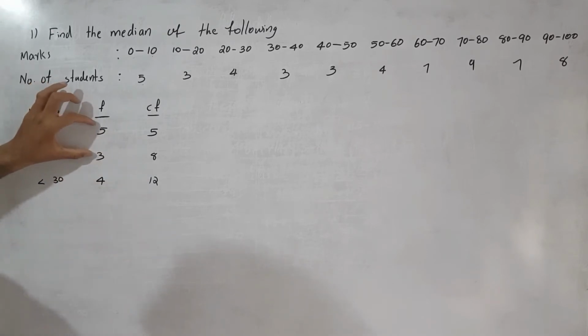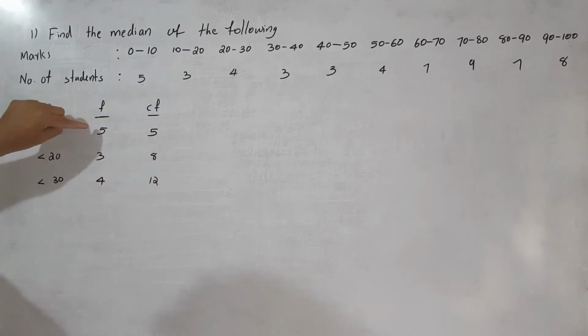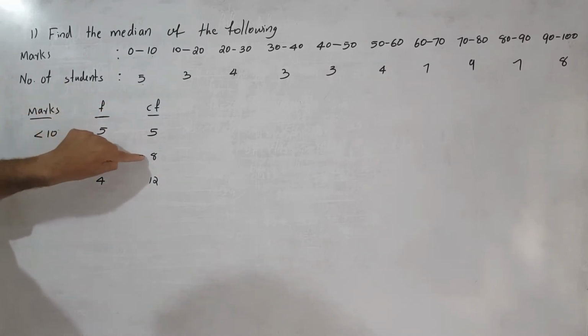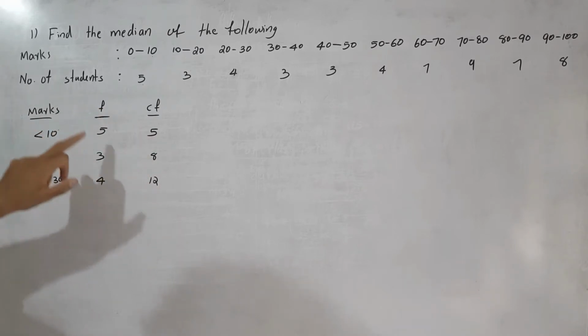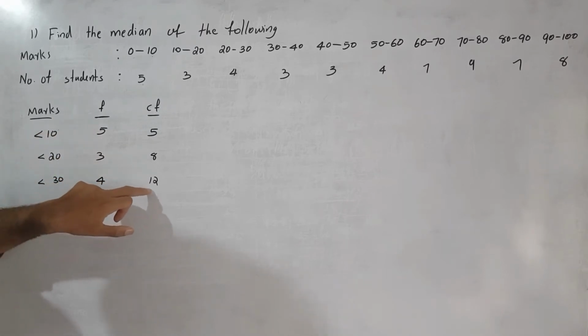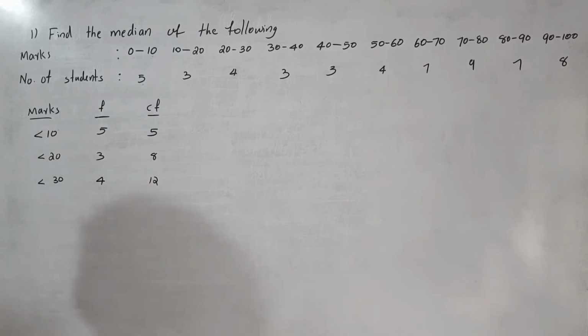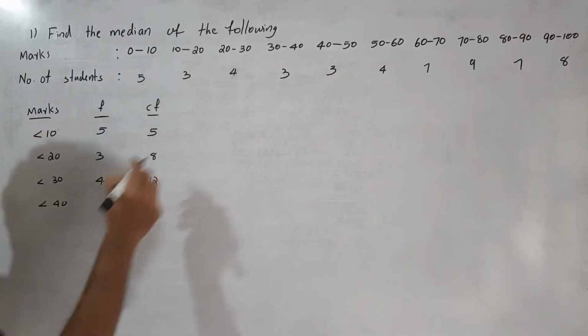We already added 5 and 3, that is 8. That is why we add like this. 5 and 3 were added to get 8, so we directly add 8 plus 4. Actually, this result is the sum of all three, which is called CF. Then less than 40, the corresponding frequency is 3.